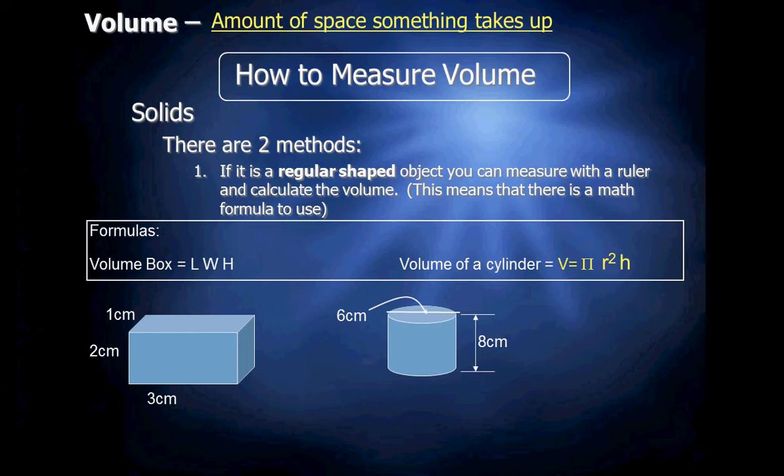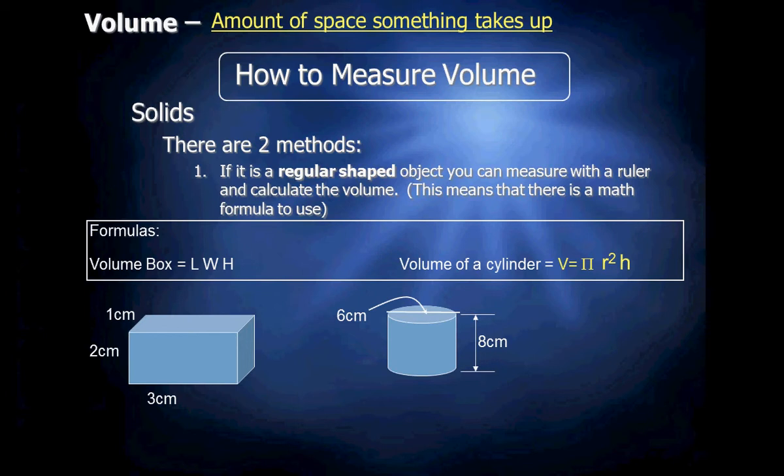So we can find the volume of objects in a few different ways. You're going to have to know about some of these ways and be able to do them. First is to find the volume of a regular shaped solid. So this is a solid that has some regular, predictable shape. We have a formula that we use to calculate the volume.